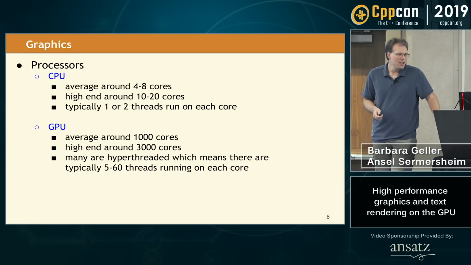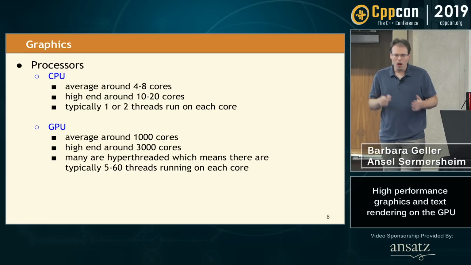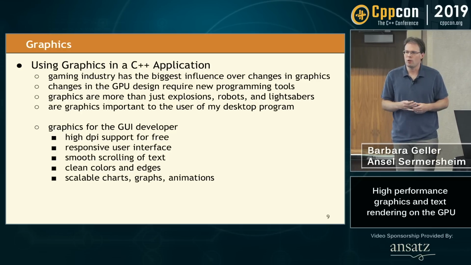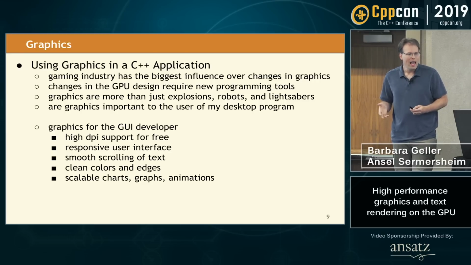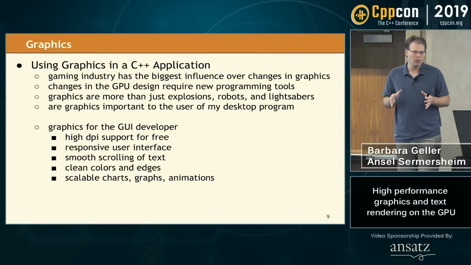Go for it. So up until now, the gaming industry has really been what drives changes in graphics. The consumers of high-end graphics cards tend to be high-end gamers. And over time, changes in the GPU hardware has meant that the way we work with the hardware has to change. And games have kept up with this, but the general computing environment has not.